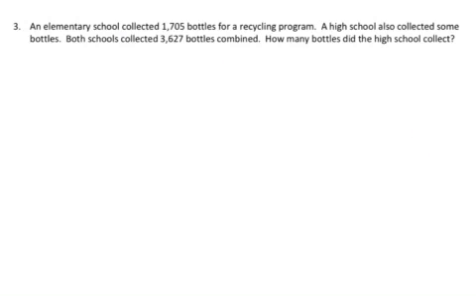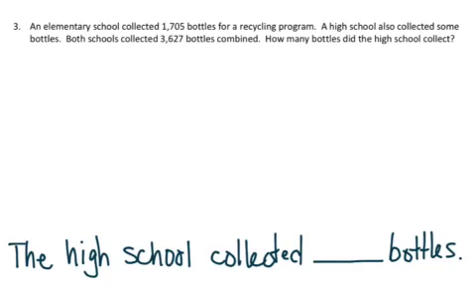Number 3 says, an elementary school collected 1,705 bottles for recycling program. A high school also collected some bottles. Both schools collected 3,627 bottles combined. How many bottles did the high school collect? So let's write our target sentence. And that reads, the high school collected blank bottles.